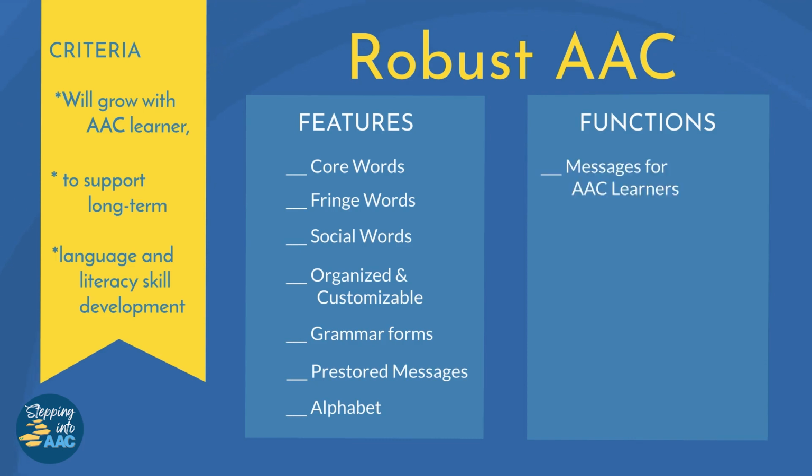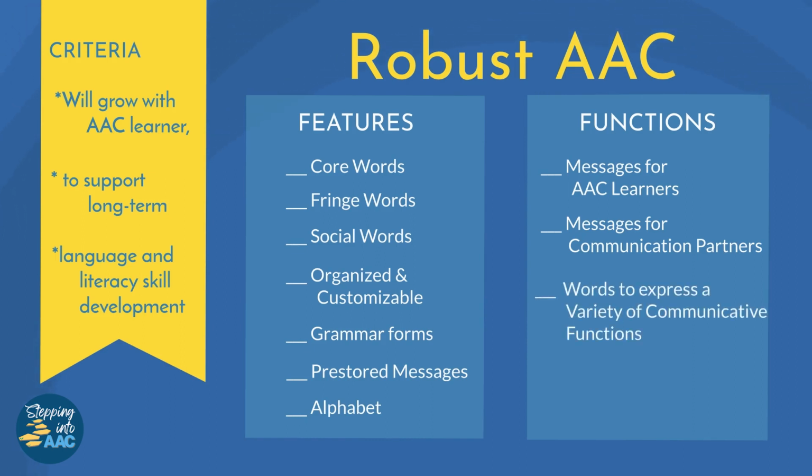These include messages for the AAC user, of course, but also messages for communication partners. This is imperative. AAC learners must see what it looks like to use AAC to learn how. So we must have words for our side of the conversation to show them. It must also include words that will allow us to express a variety of communicative functions. Lastly, messages for communication repair are needed. We must all have a way to say, "That's not what I meant."